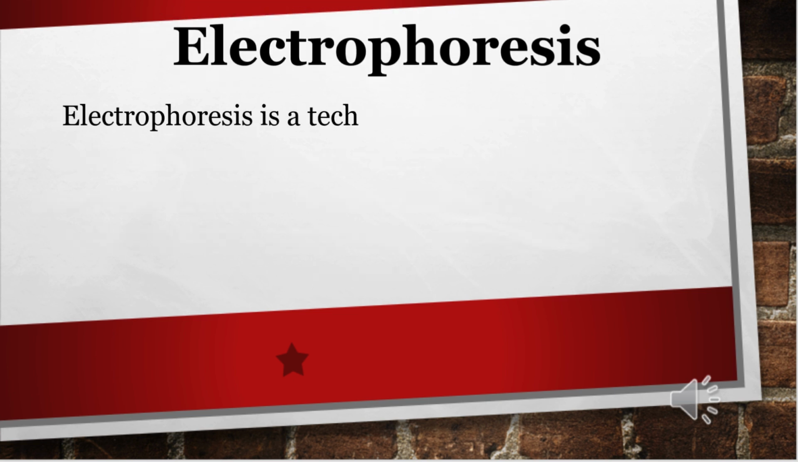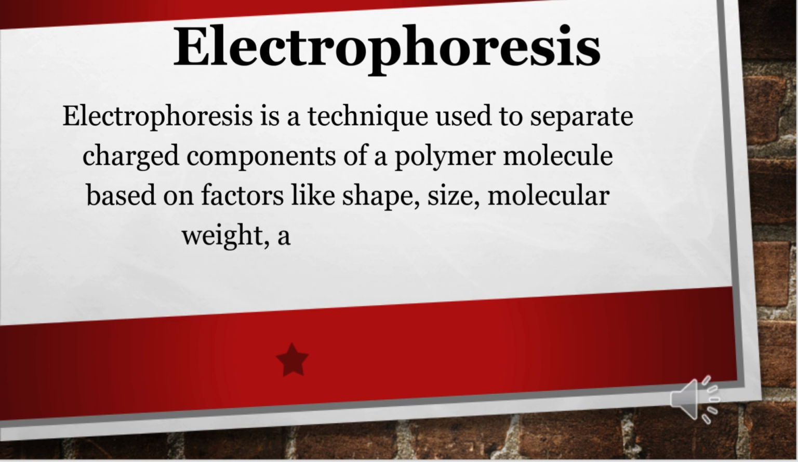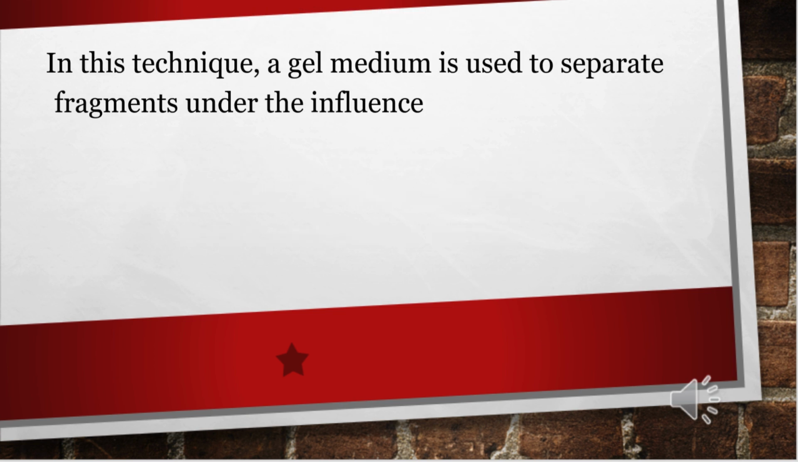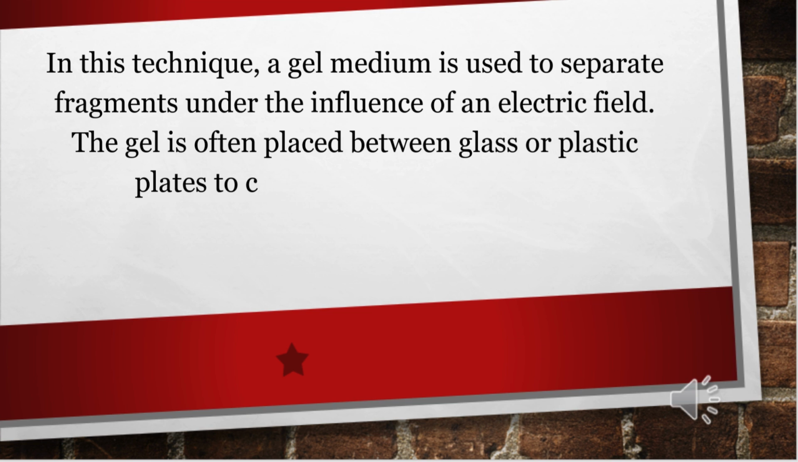Electrophoresis. Electrophoresis is a technique used to separate charged components of a polymer molecule based on factors like shape, size, molecular weight, and surface charge. These charge-bearing polymer molecules can be RNA, DNA, or protein, etc. In this technique, a gel medium is used to separate fragments under the influence of an electric field. The gel is often placed between glass or plastic plates to create a thick, viscous slab.